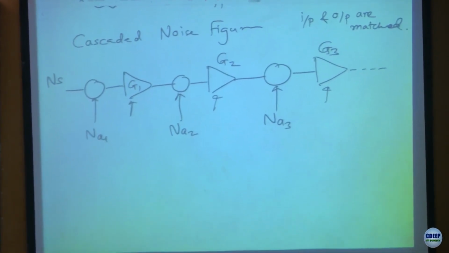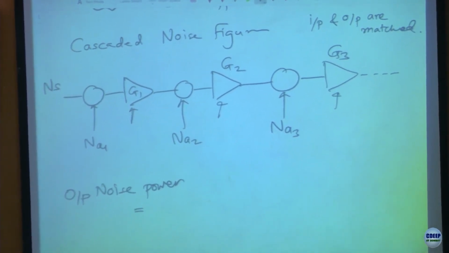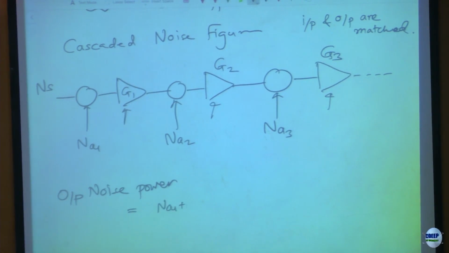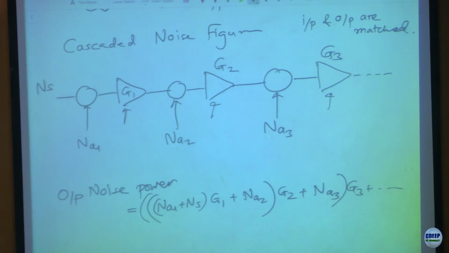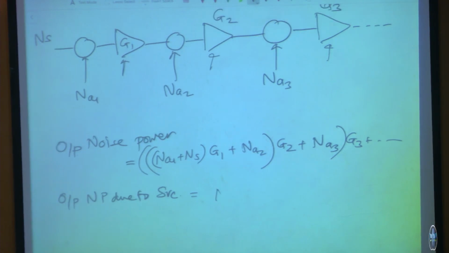So then we can write, what is the total output noise power? Can somebody tell? What is the output noise power? First it is NA1 plus NS times G1, plus NA2 times G2, plus NA3, right? And then we again multiply by G3, and we keep going on like this. Make sense? Is this clear, the expression, the way I have written it down? Okay. And what is the output noise power due to the source resistance? Vinish, what would be the output noise power due to source? It's NS times G1, G2, whatever that is, right? So it will be G1, G2, whatever it is.